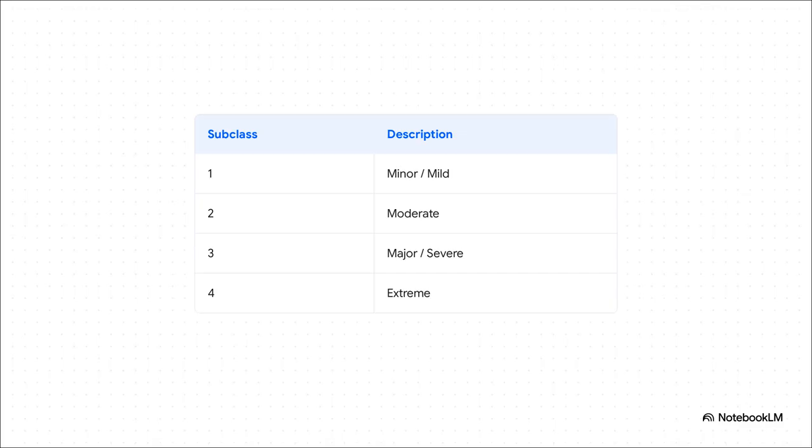And what's really interesting about this framework is that both SOI and ROM are divided into 4 exact subclasses. Subclass 1 is minor or mild, 2 is moderate, 3 is major or severe, and 4 is extreme. That means every single patient receives a distinct 1 to 4 grading for both their severity and their mortality risk. So you're no longer just looking at a patient with an MCC. You have a patient with an SOI of 3 and an ROM of 4. It paints a much clearer, more precise picture.